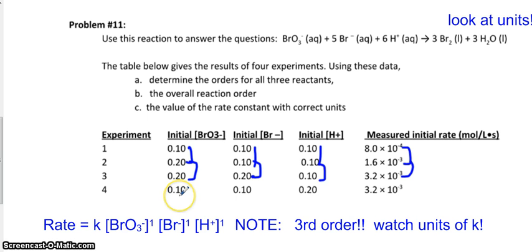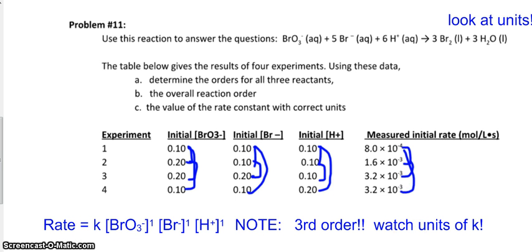To find the hydrogen ion, let's see here. What did I use? I think I used 1 and 4. Yep, I used 1 and 4. So here, these are held constant, these are held constant, and this doubled, and this doubled. So there again, it's first order and everything.